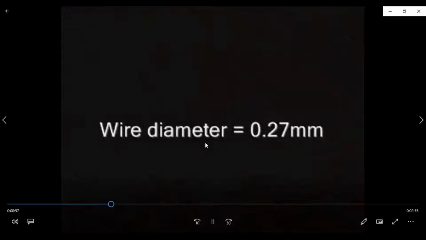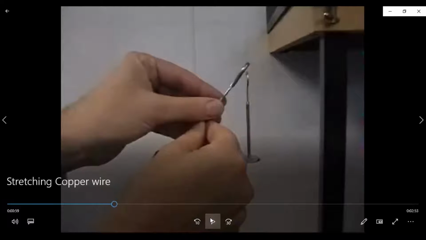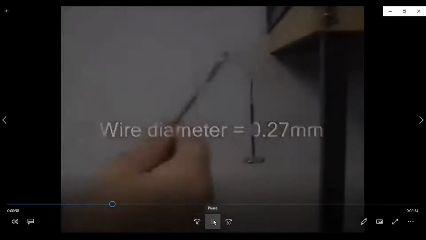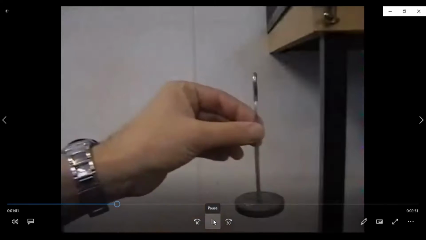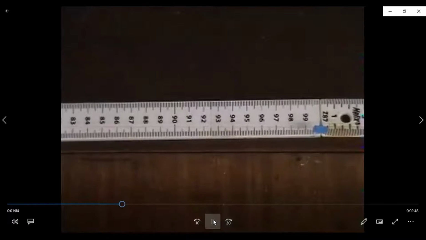Here you can see with the help of micrometer screw gauge, what they have done, they have worked out the radius of the wire. So with the help of radius, you can find out the area of cross section. So this is how incremental loading is being attached. Now under the effect of this incremental loading, there will be an extension in the string.